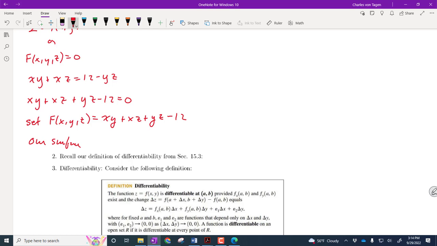Our surface, then, is this our surface? Does this f of x, y, z describe our surface? What's that? So this function describes an object in R4, right? What describes our surface? When we take this function and set it equal to 0.